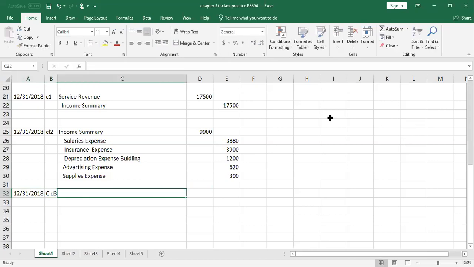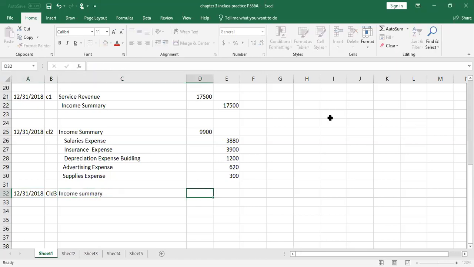So how do we get rid of the income summary account that has a credit balance in it of $7,600? Debit it. So debit the income summary for $7,600. Credit retained earnings for the $7,600. And that's what you should do. That's where net income belongs.